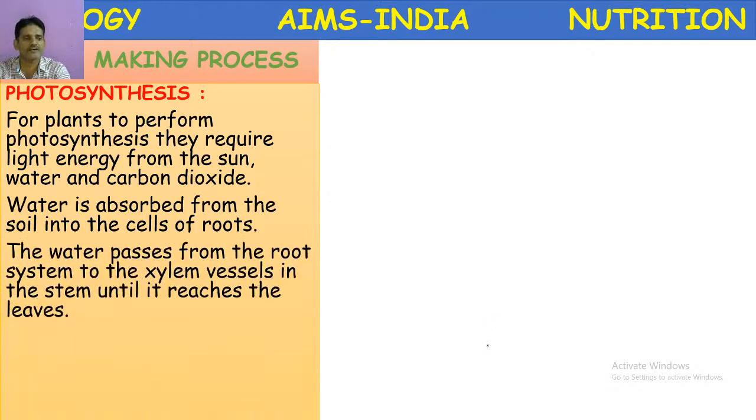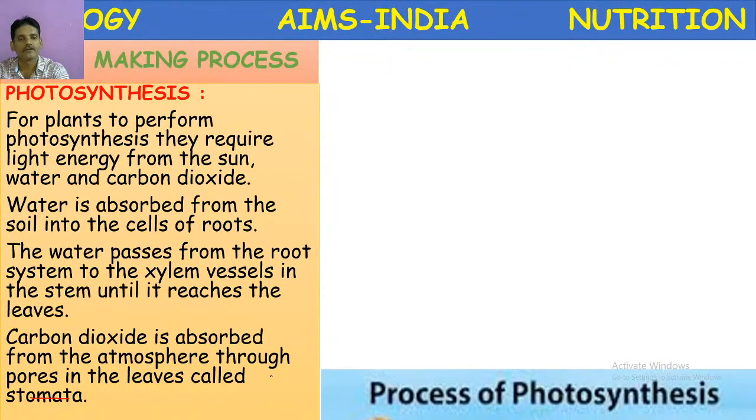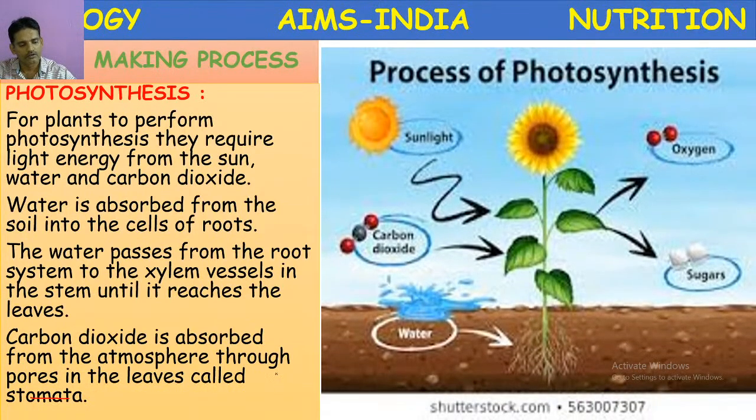Water is absorbed from the soil into the cells of the root, and from there it is transported to the stem by means of xylem vessels. And carbon dioxide is available from the atmosphere through the minute pores called stomata. Stomata are the structures which help in the exchange of gases. So this is the concept of the process of photosynthesis.